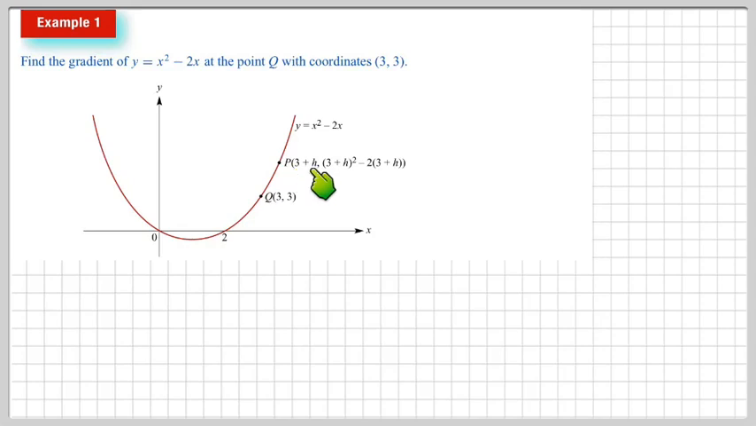And the y coordinate, therefore, would be using this formula here, applied not to x, but to 3 plus h, our specific value of x at P. So it would be 3 plus h all squared minus 2 times 3 plus h, okay? Whereas at this point Q, if x was 3, then y would be 3 squared minus 2 times 3, which is 9 minus 6, which gets us back to the same value. So x is 3, y is 3, the same value as the x in this instance.